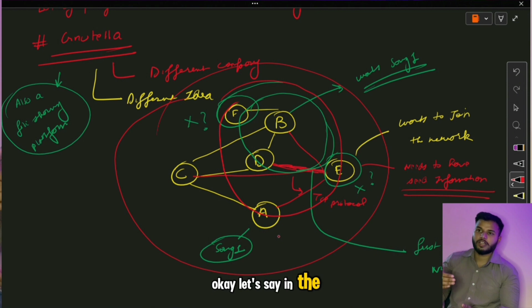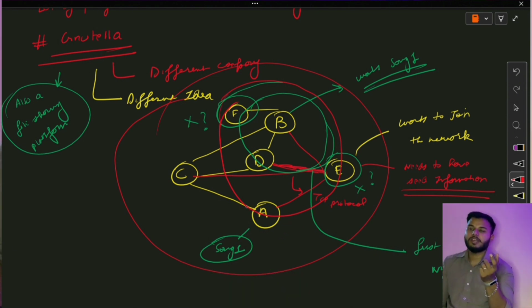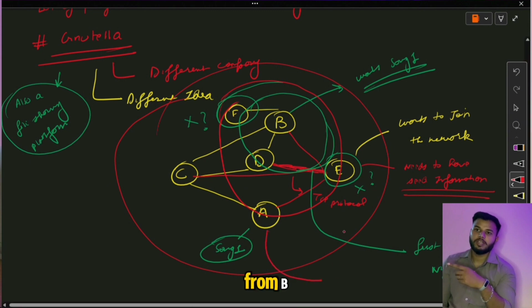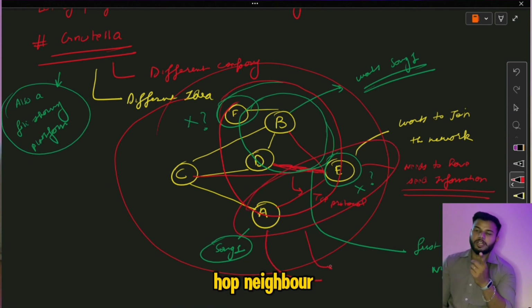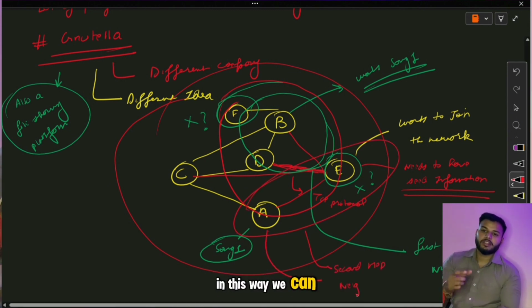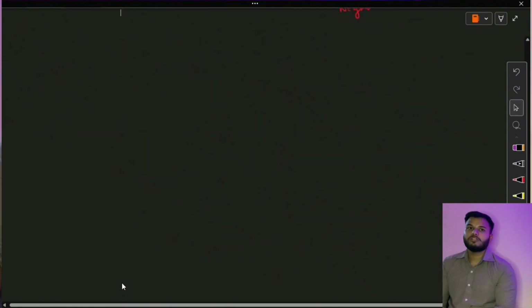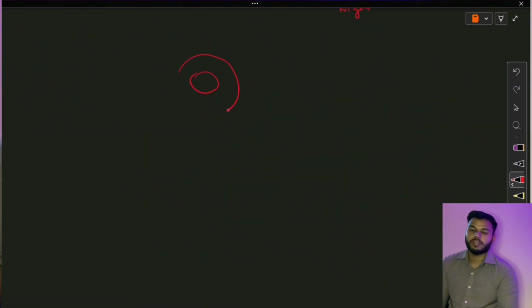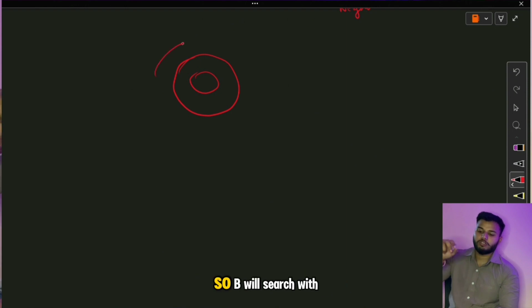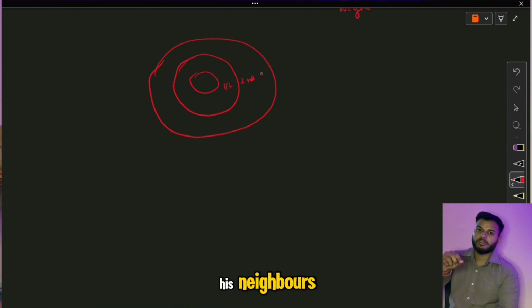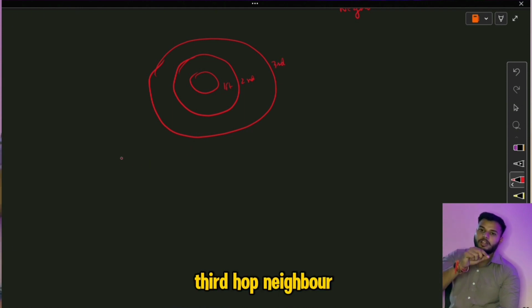Let's say in the second hop cycle, B was able to find the song from A. Maybe A is in contact with E, so from B, A is a second hop neighbor. This way we can get song 1 from A. In this way the whole network works, in the form of an expanding ring. B will search with its neighbors, and if it does not find it there, it will go to second hop neighbors, third hop neighbors, and so on.